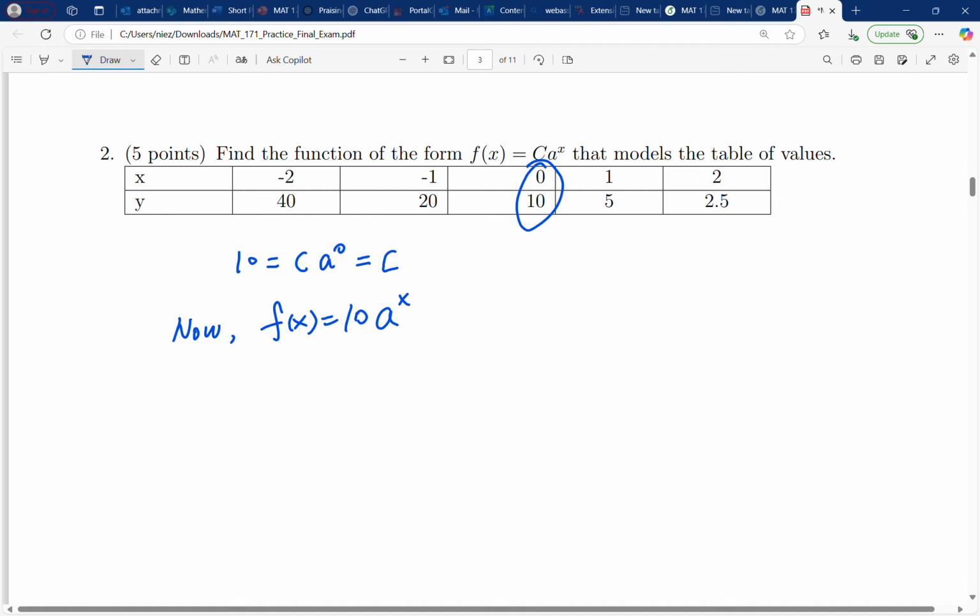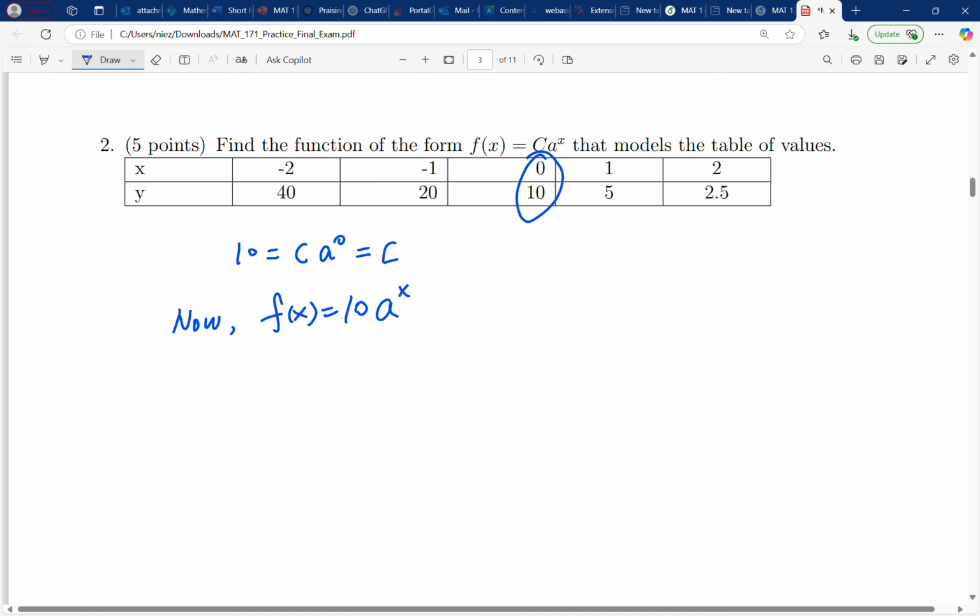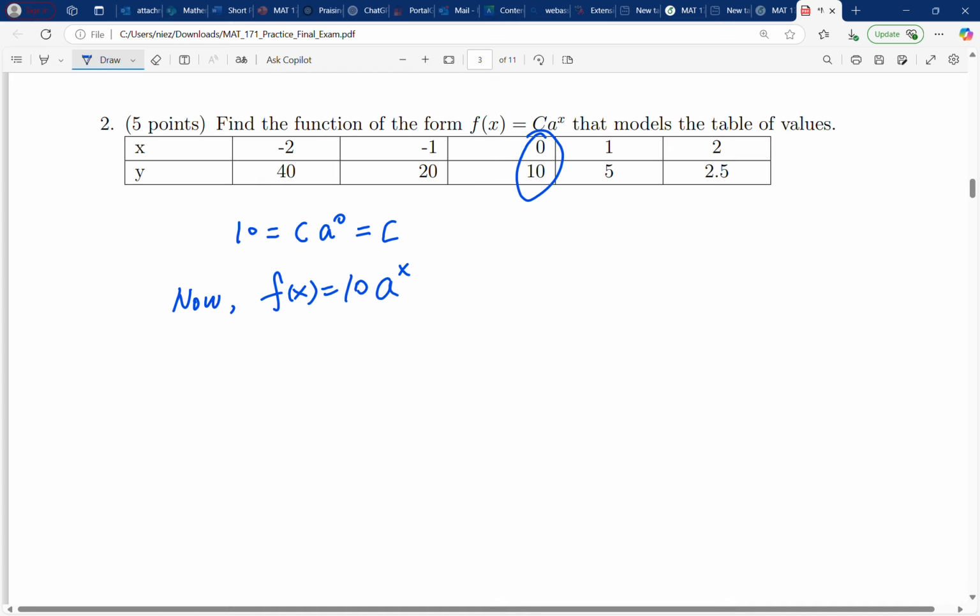After you find c, the function becomes f of x equal to 10 times a to the x. You already found c equal to 10, so do not use c anymore. Just substitute 10 for c. And then you just need one extra point. Any point you want, right? Let's use 1 and 5. That means you let the function value equal to 5, and let x equal to 1.